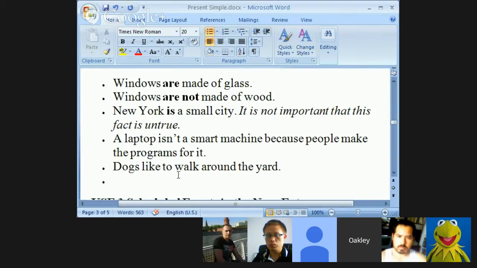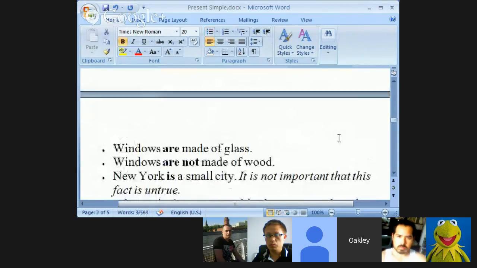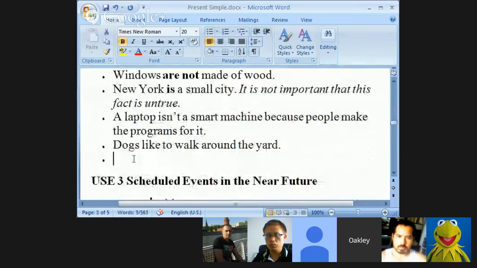All right. Just give me a sentence with a fact or generalization using the present simple. What you consider to be true. Or it can even be a generalization. Even a stereotype are often spoken about in the present simple.